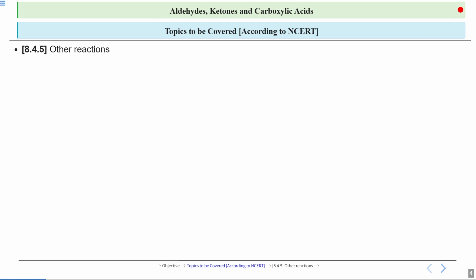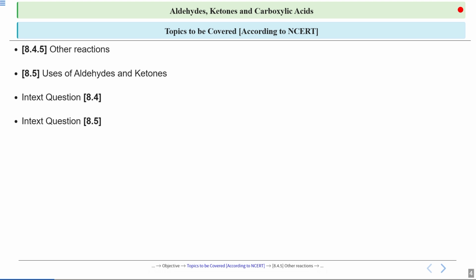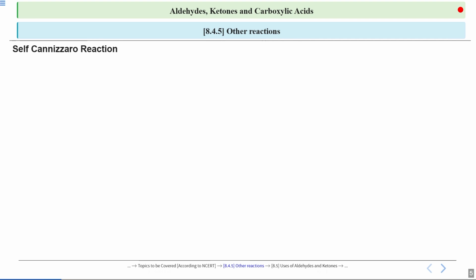Now for your reference, I have mapped the NCERT sections that we are going to cover today. So we will be covering section 8.4.5, which is other reactions, and section 8.5, which is uses of aldehydes and ketones. Then for your better understanding of the topic, we will solve one in-text question, which is 8.4. And then we will solve in-text question 8.5. And then we will conclude with the summary. Okay, so let's begin with today's lecture.